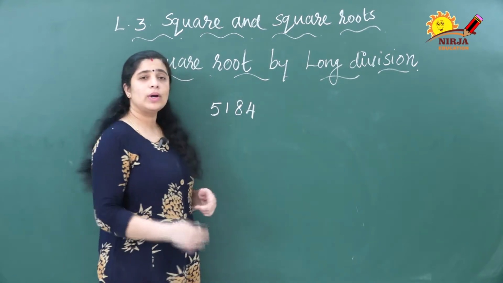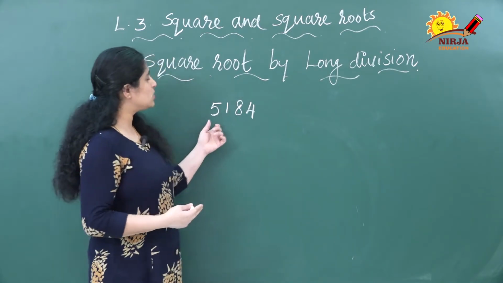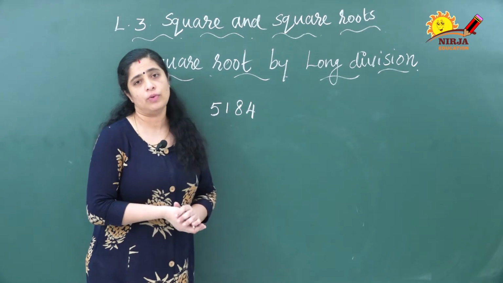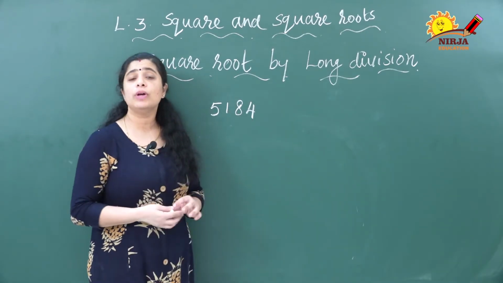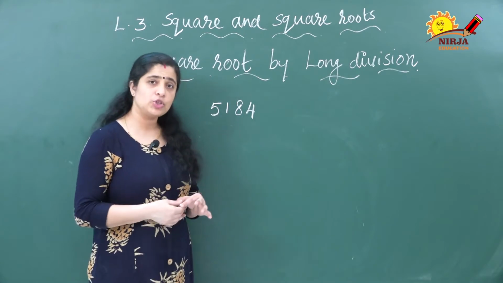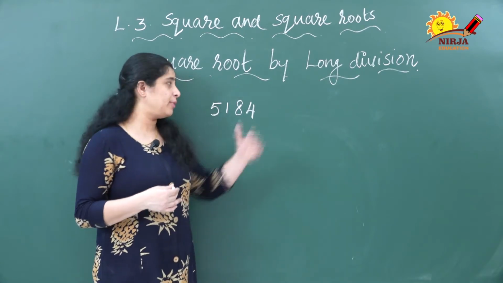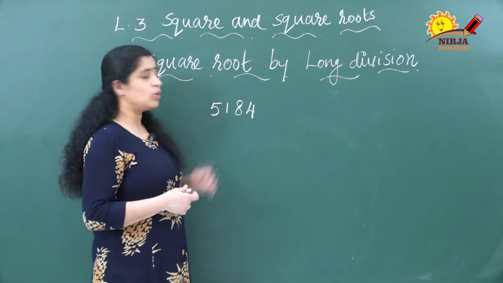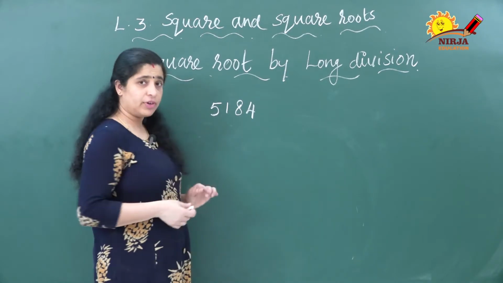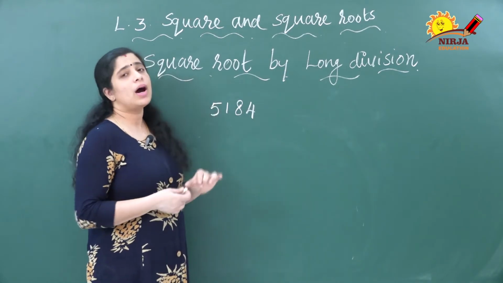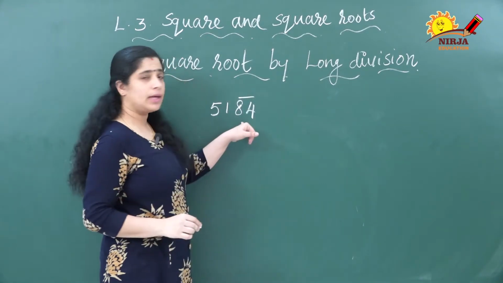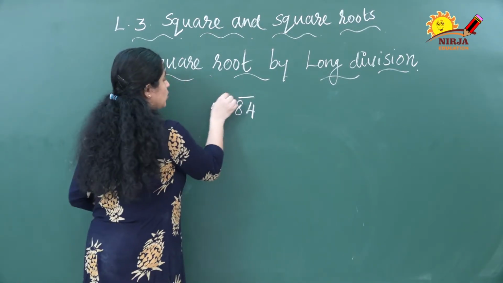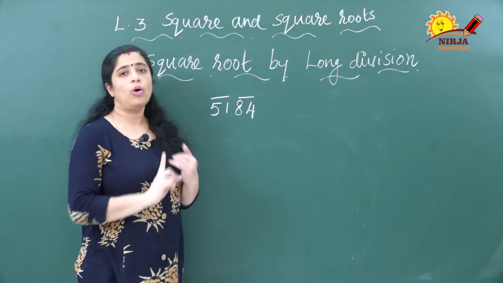So I have written one number here, that is 5184. Already we have discussed that first you have to do the grouping of the number. That grouping, that pairing, should be done from the right hand side. So I am going to do the pairing, and after that you have to keep the bar over the pairs. So I am going to pair and I kept the bar also here. So the first step is over.